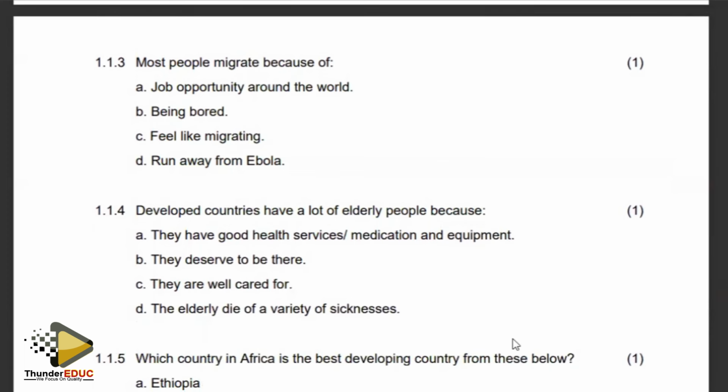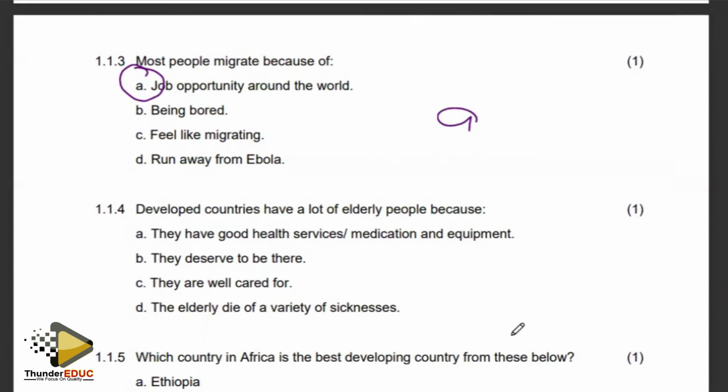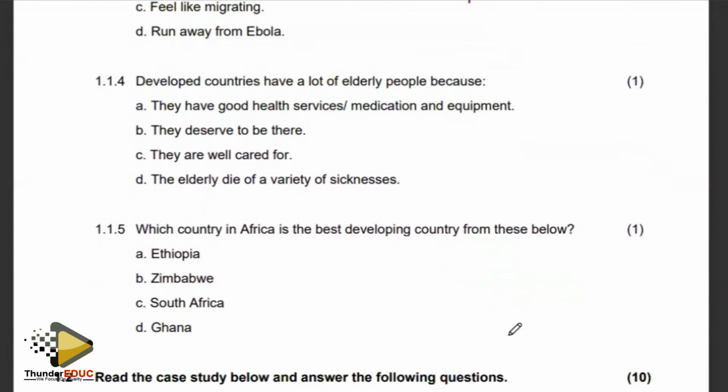Then we have 1.3, most people migrated because of A, job opportunity around the world, B, being bored, C, feeling like migrating, D, running away from Ebola. So here our answer is that most people migrate definitely because of job opportunities. People look for jobs around the world.